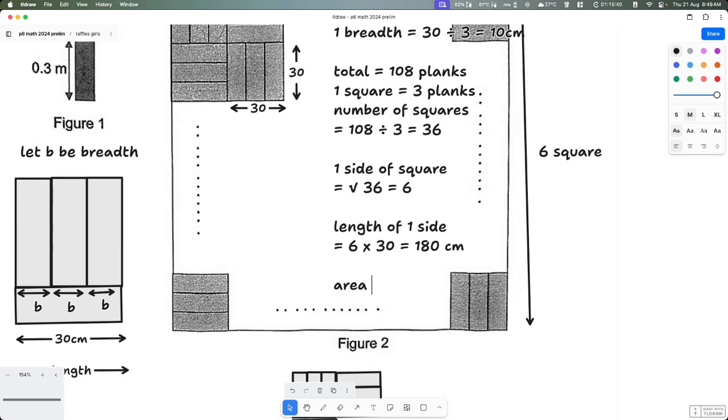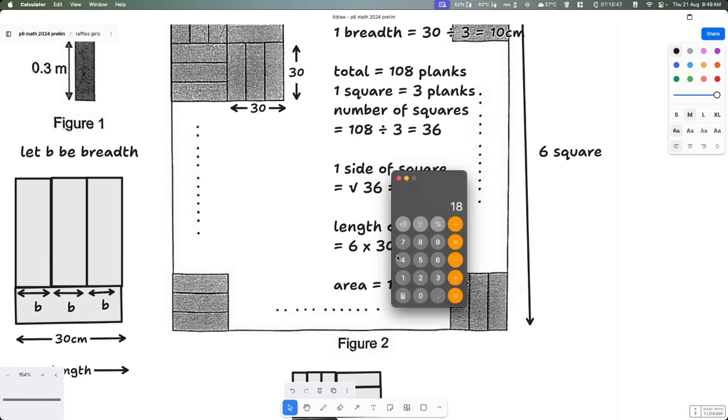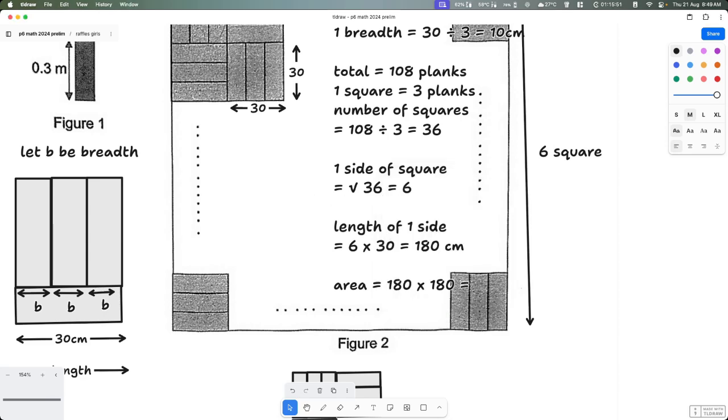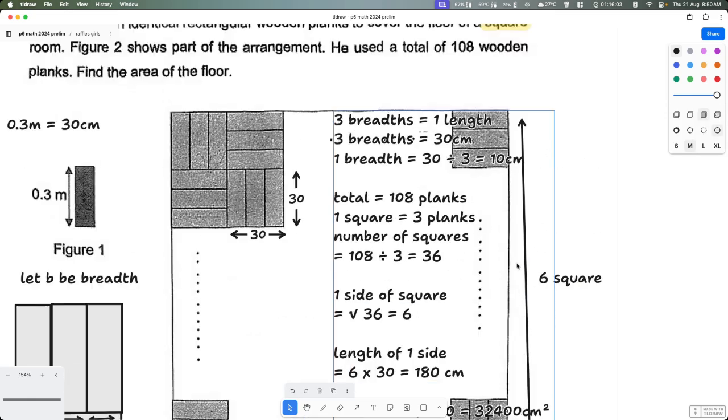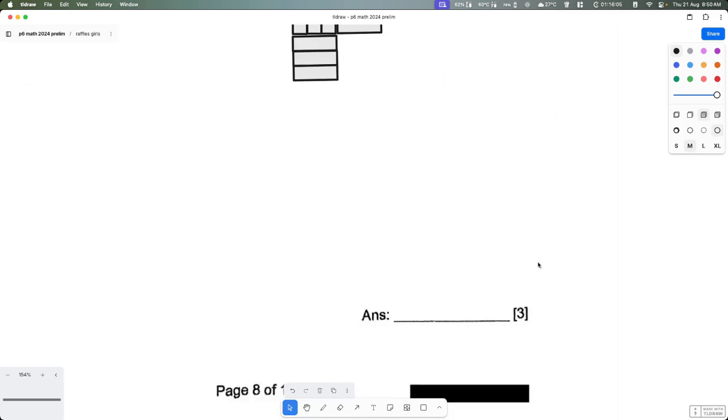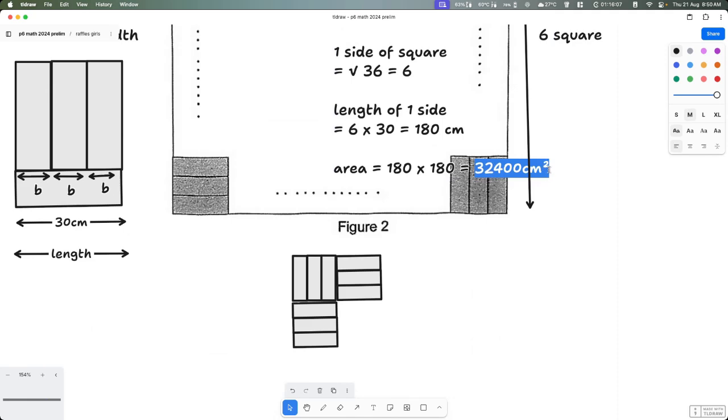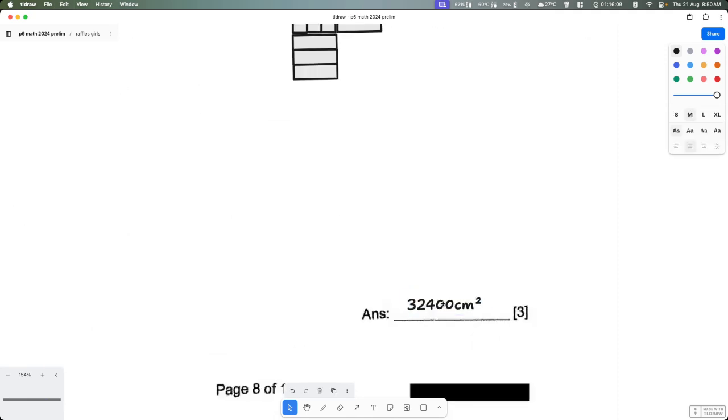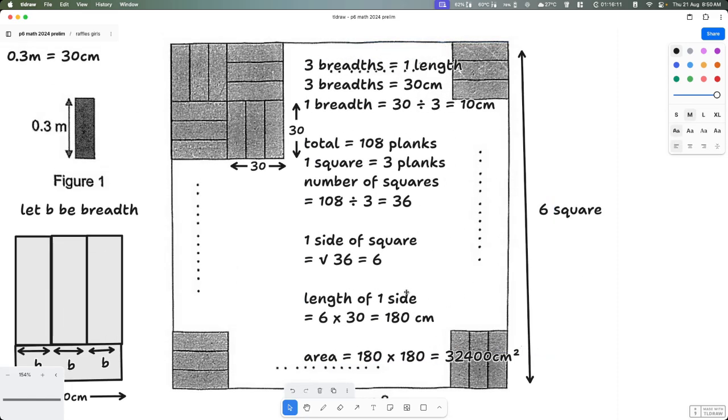So area is equal to 180 times 180. And this will give us, let me use a calculator, 180 times 180, 3240 centimeter square. Okay, there you go. So that's the answer. 3240 centimeter square. So let's put the answer as such. All right, that's it. Let's move on to the next question.